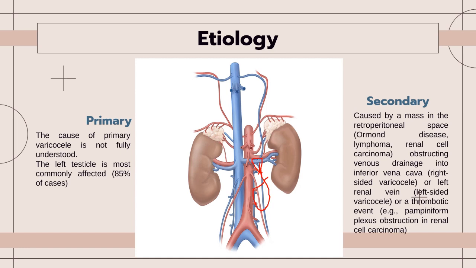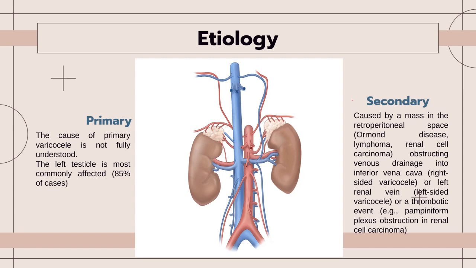Another reason is that the left renal vein passes between the aorta and the superior mesenteric artery, which increases the susceptibility of the left renal vein to compression, which is called the nutcracker phenomenon. This will also lead to increased intravascular pressure in the left spermatic vein, which will lead to the formation of a varicocele.